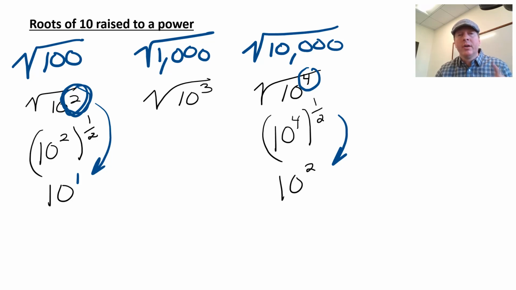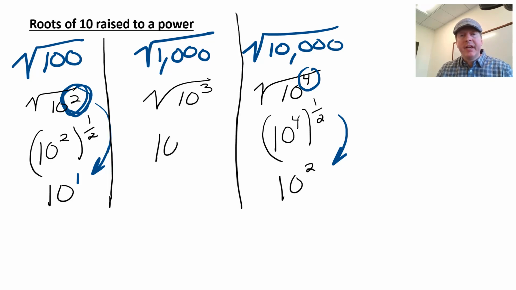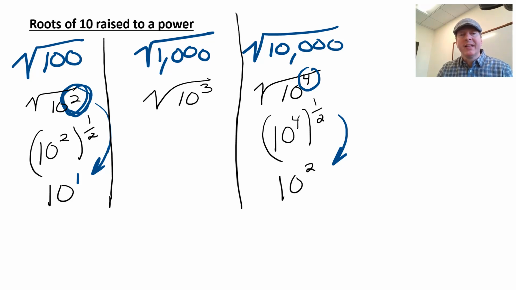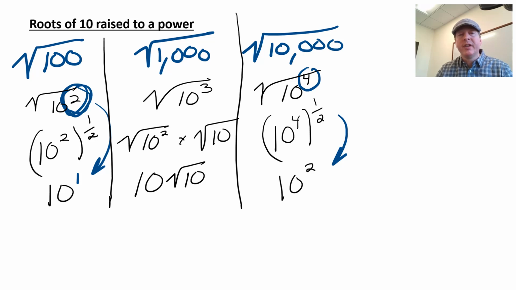Now, that's all well and good, but how about the square root of 10 cubed? Well, if I write this as 10 cubed raised to the power of 1/2, I have what? I have 10 to the 3/2, but that's kind of ugly. That doesn't seem to be very helpful. There's another way you want to write it. The square root of 10 cubed is the same thing as the square root of 10 squared times the square root of 10, which is what? The square root of 10 squared is simply 10. So 10 root 10, 10 times the square root of 10.